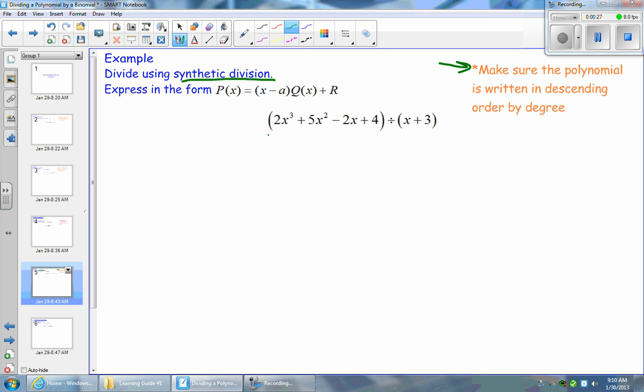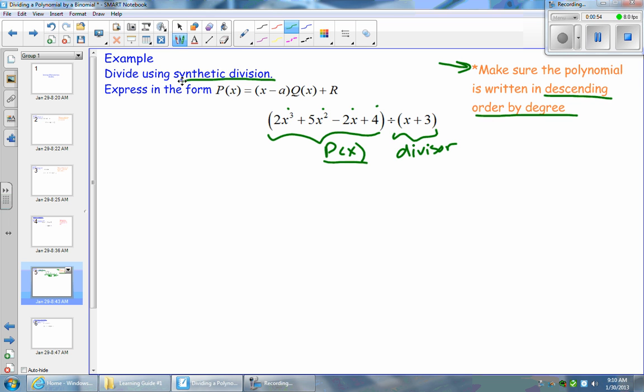So here's my division statement. This is my polynomial and this is my divisor. Okay, so if we're looking at p of x, which is our polynomial, we need to make sure the polynomial is written in descending order by degree. It looks like it is because the first term has a degree of 3, the one that follows is 2, and the next one has a degree of 1, and lastly the constant has a degree of 0. So we are good to go.